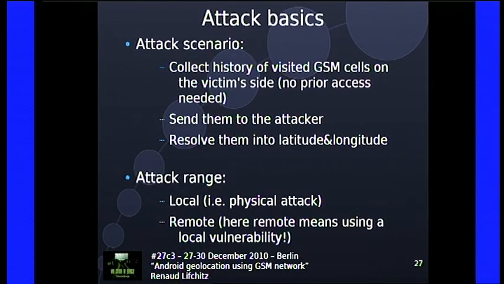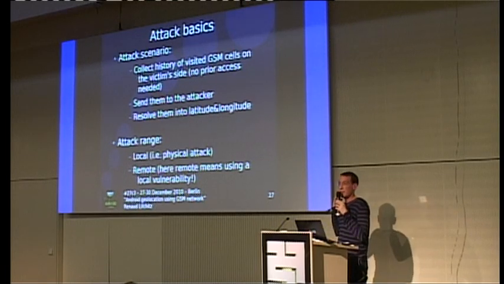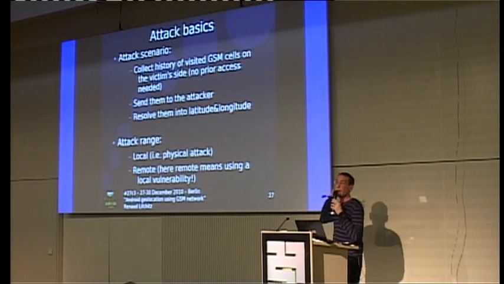So the attack scenario will be to collect this history of visited GSM cells on the victim side, because you need access to the victim phone in order to do that. But you don't need any prior access. I mean, if you have access at a time, you will be able to read the history, so you will be able to see where the victim was 1 hour, 2 hours, 3 hours before. So this is a history, so you don't need a prior access.